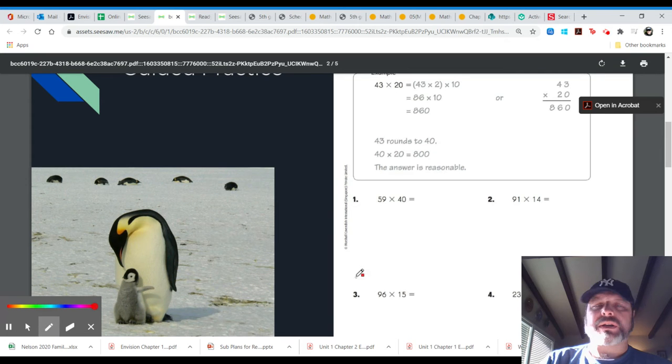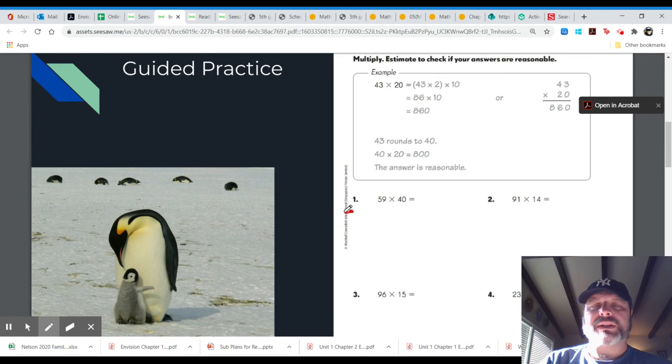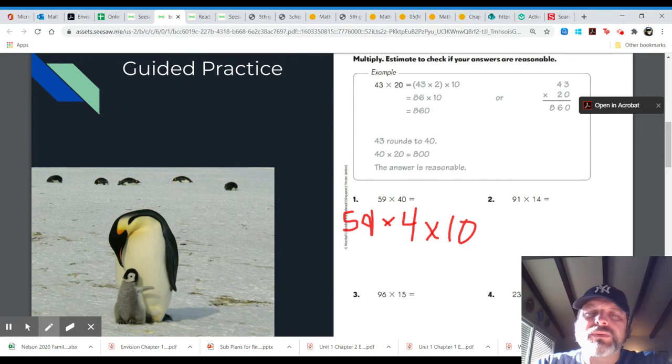Okay, let's try this one more time. So we have 59 times 4, right? Times 10. So we're breaking up the 4 and the 10 from 40. And we can do this first.